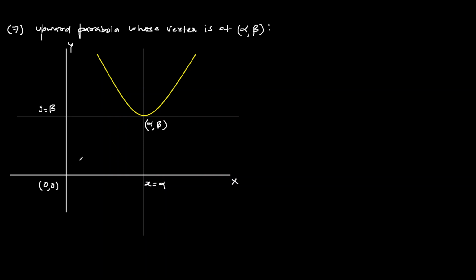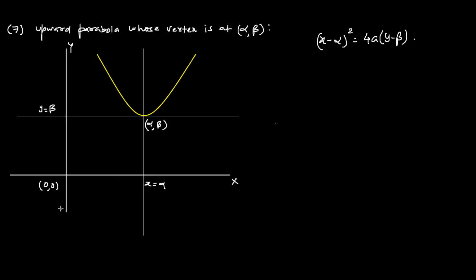And see, if the vertex is at 0, 0, then the equation of this parabola is x square equal to 4ay. But here the vertex is at alpha comma beta. So x is shifted by alpha, y is shifted by beta. So the equation becomes (x minus alpha) square equal to 4a (y minus beta). This is the equation for this upward parabola with vertex at alpha comma beta.